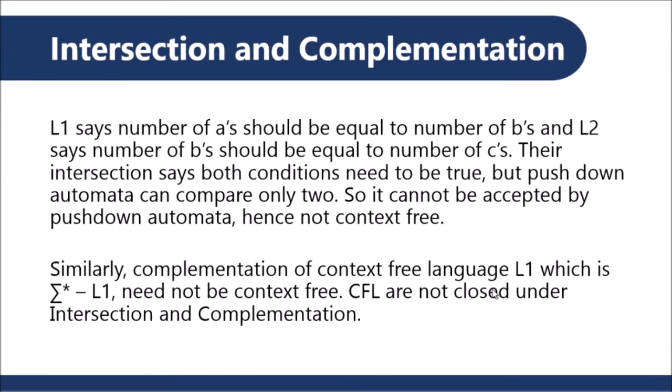Intersection and complementation. Language 1 says the number of A's should be equal to the number of B's, and language 2 says the number of B's should be equal to the number of C's. Their intersection says both conditions need to be true, but a pushdown automaton can compare only two. So, it cannot be accepted by a pushdown automaton, hence not context-free. Similarly, the complement of a context-free language 1, which is sigma star minus language 1, need not be context-free. CFLs are not closed under intersection and complementation.